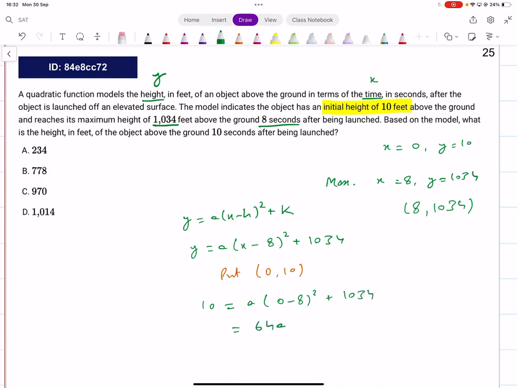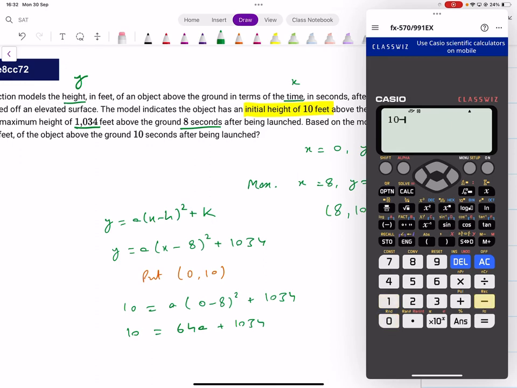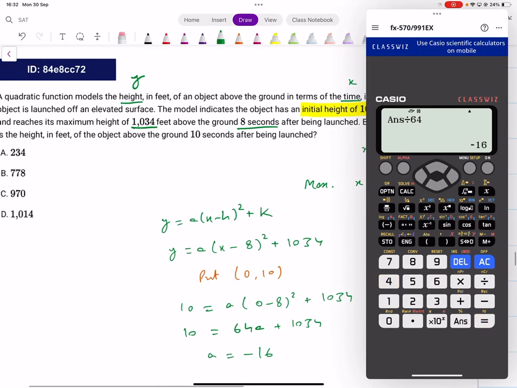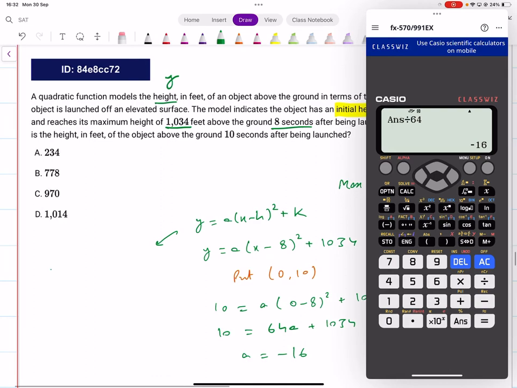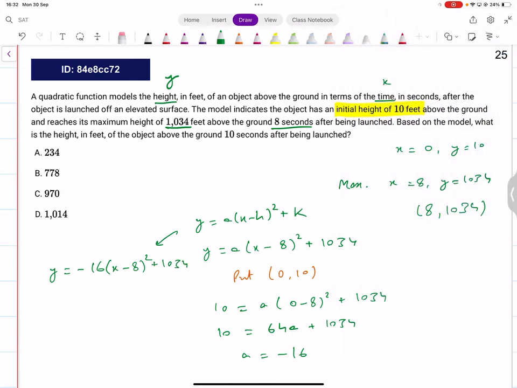64a plus 1034 equals 10. 10 minus 1034 divided by 64. And that's negative 16. A is equal to minus 16. So this function therefore becomes y equals minus 16 into x minus 8 whole square plus 1034. We want the height 10 seconds after being launched. So all we have to do is put x equal to 10 here and see what that gives us.